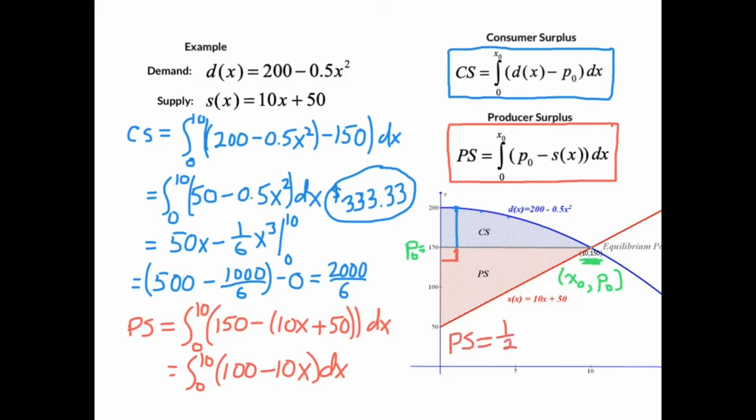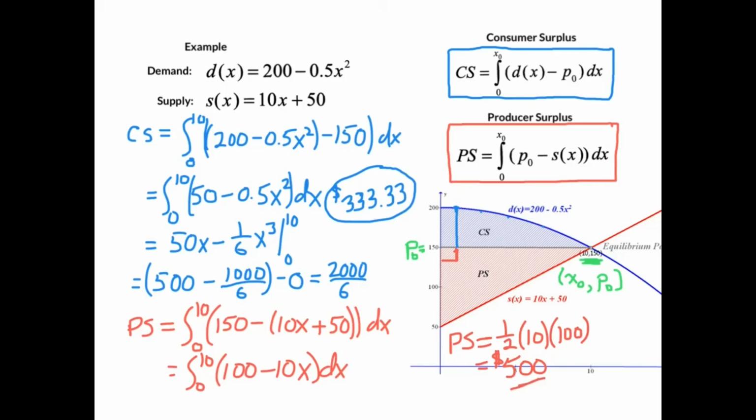So the producer surplus is 1/2. The base is from 0 to 10, so 1/2 times 10. And then the height is going from the y-intercept of 50 on the demand function up to p sub 0, which is 150. So we have a height of 100. And so our producer surplus then, and you can confirm this if you'd like to run the fundamental theorem on this, is $500. And so that's the overall benefit to the producers in this marketplace.